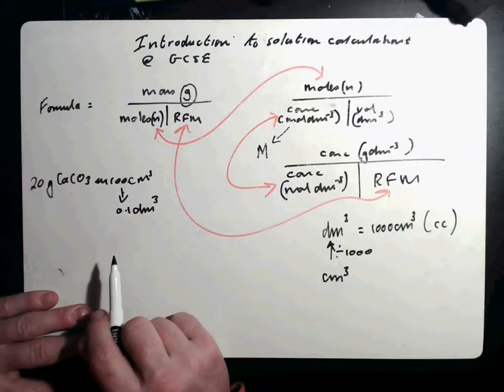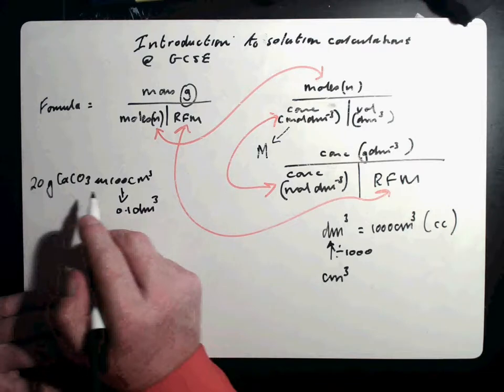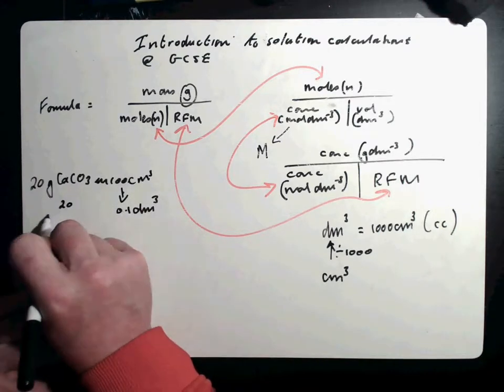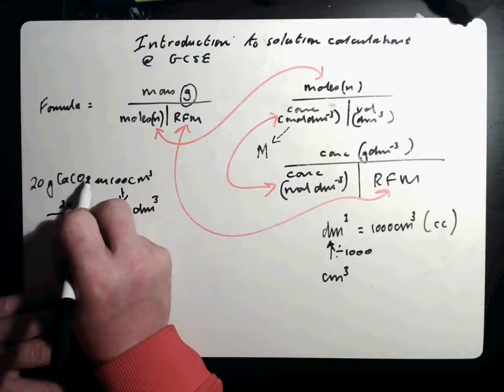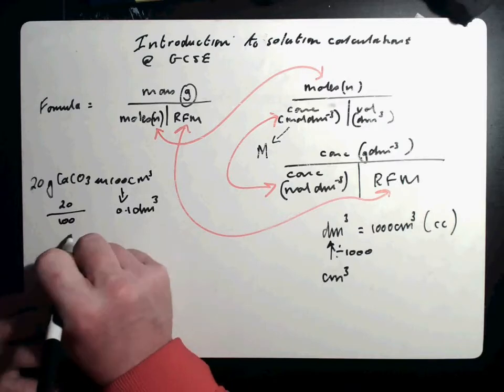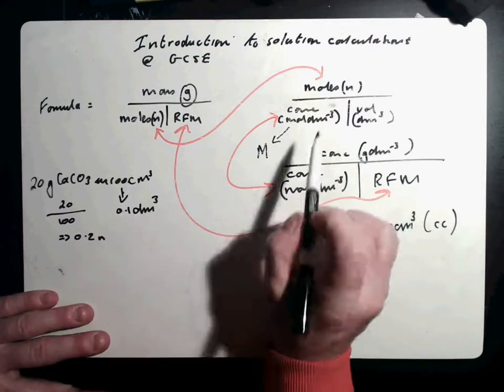Right. Then from there, what we're doing is we've got to get number of moles of this, and we can get moles by taking mass dividing by RFM. Well, the mass is 20. The RFM of this, if I add my 40, my 12, and my 48 for my 3 oxygens, is 100. So that comes out at 0.2 is the number of moles.